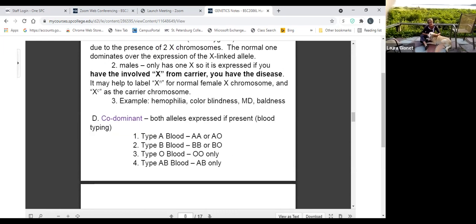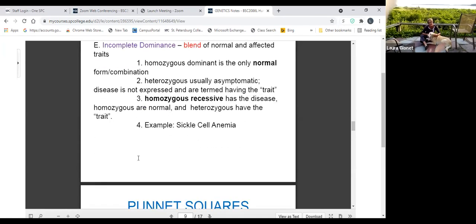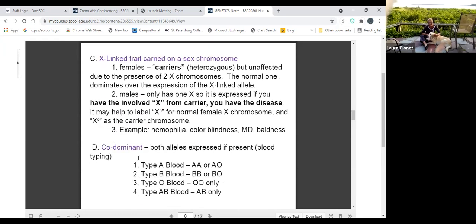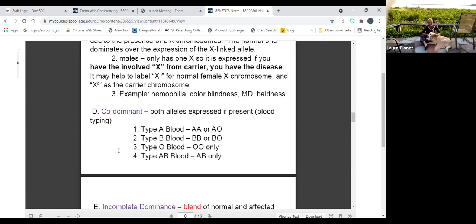Okay, there's codominant. And by the way, by the time we get here to the X-linked, the codominant, incomplete dominance, that means that we are now looking at non-Mendelian genetics, which means there's a gray area in between. It's not just this, it's not just that. You can actually be kind of a mix of something. It's incomplete. All right, so the one that I think is going to be the better example of this is the codominant inheritance pattern.